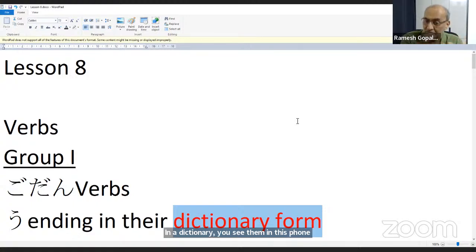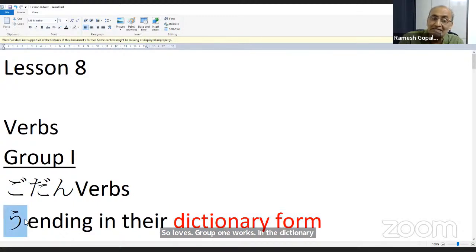I'll speak more about this after I finish telling you what these Godan verbs are. So I told you dictionary form. Group 1 verbs, in the dictionary form, they all end in this kana, U. They end in U.